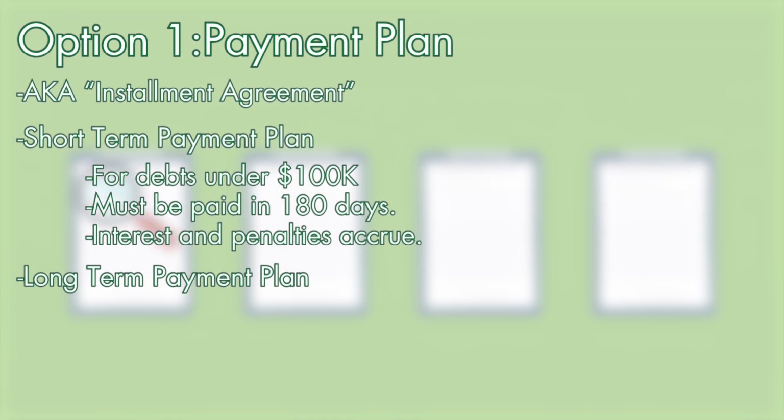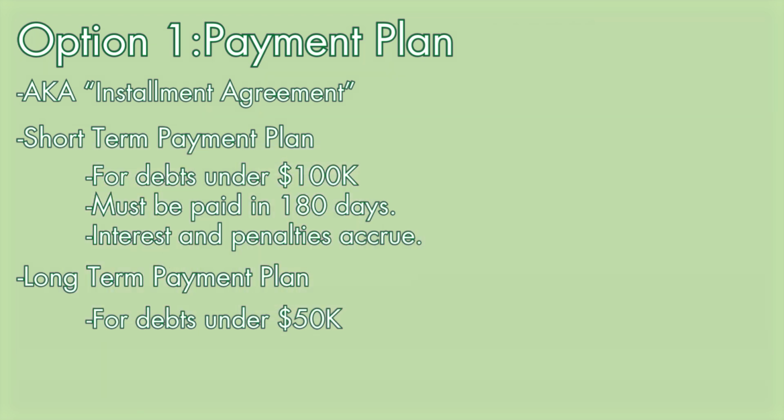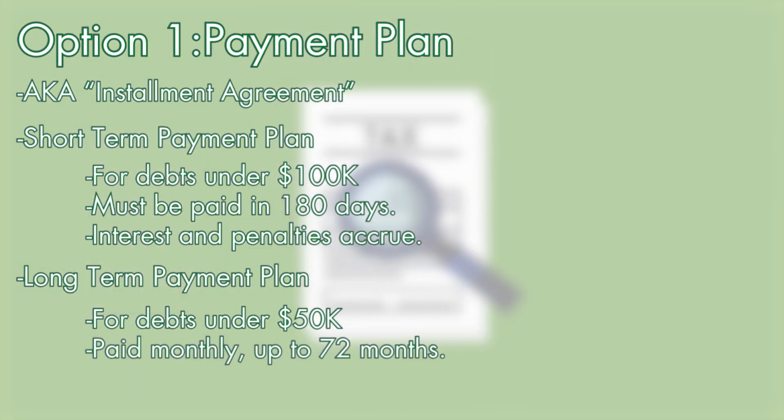Keep that in mind. Now, for the long-form payment plan, this is for debts that are under $50,000. Under this plan, you have 72 months to pay off the amount, but you must make monthly payments. Now, it's a little bit confusing because the short-term payment plan is for amounts under $100,000, whereas the long-form payment plan is for amounts under $50,000. Don't get confused. Keep that straight.